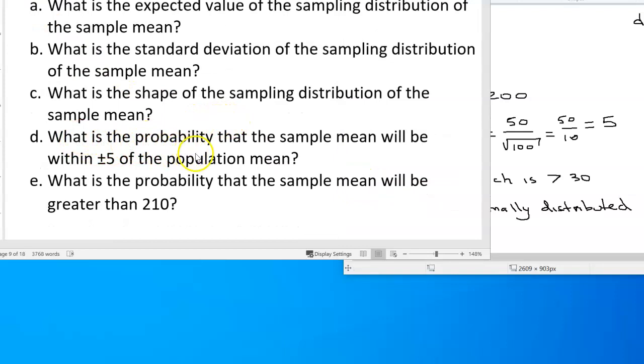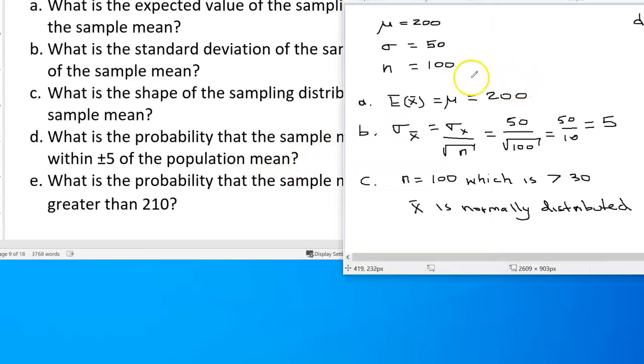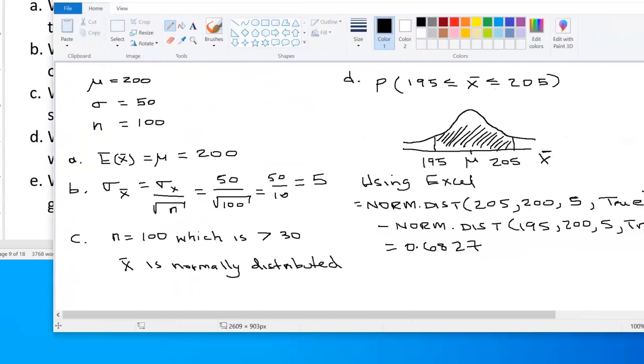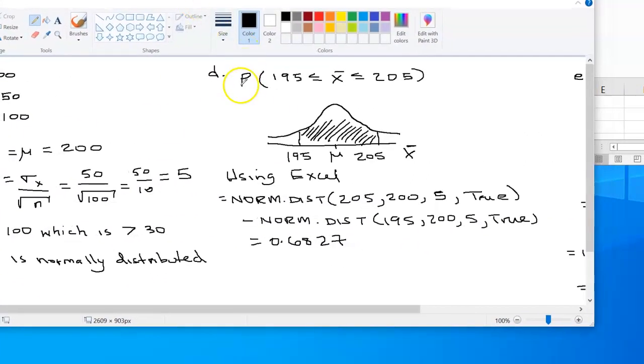Now we need to get into some calculations of probability. So part D says, what is the probability that the sample mean will be within 5, or plus or minus 5, of the population mean? So what that means is we have to look at the population mean and see what it is, and again it's equal to 200. So we want to be within plus or minus 5 of that. So we're looking at 195 and 205. So what that means in terms of probability is that we're trying to calculate this probability. So what is the probability that x bar is between 195 and 205?